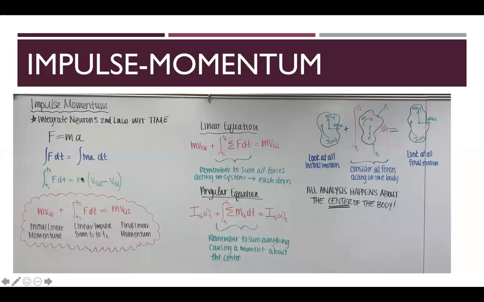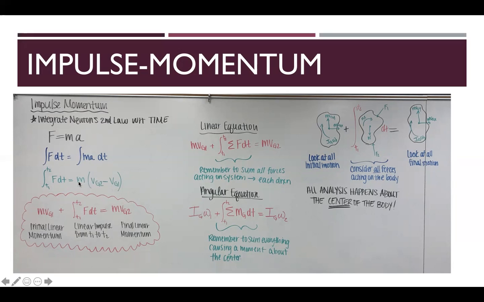Well, impulse momentum is the integration of F equals ma with respect to time now. So instead of ds, it's dt. Again, if you integrate force over a certain time period, you're going to get an impulse, right? And if you integrate mass times acceleration over a certain period of time, you're going to get momentum. So again, mass times acceleration integrated gets mass times velocity over a certain time.